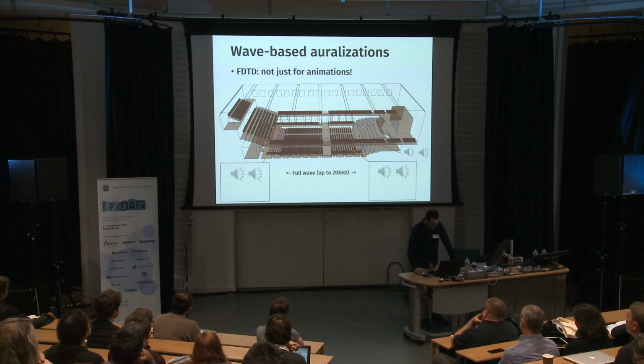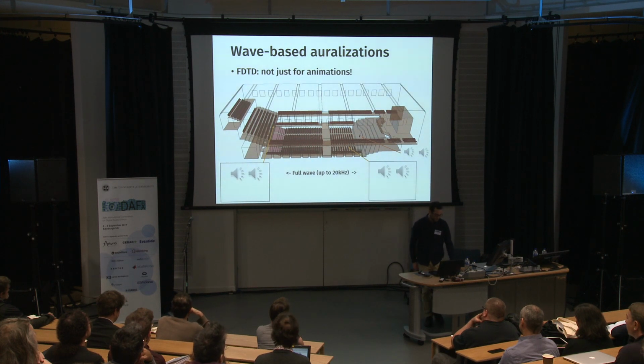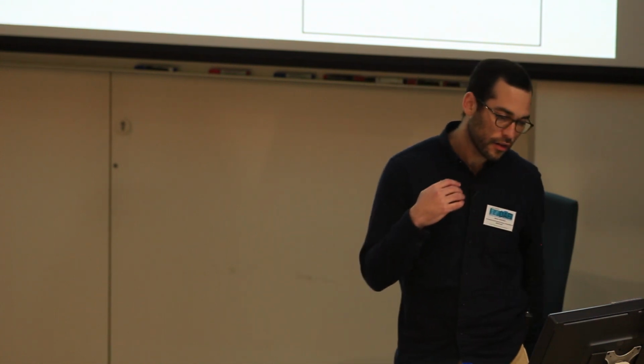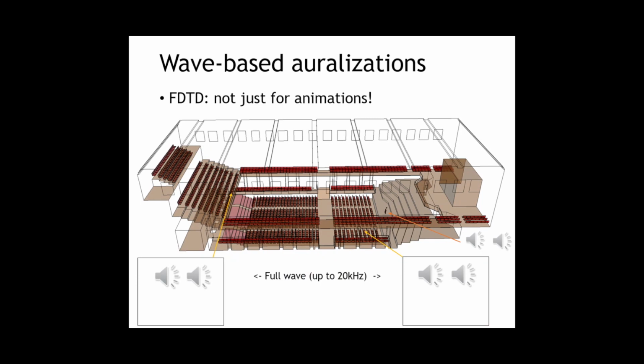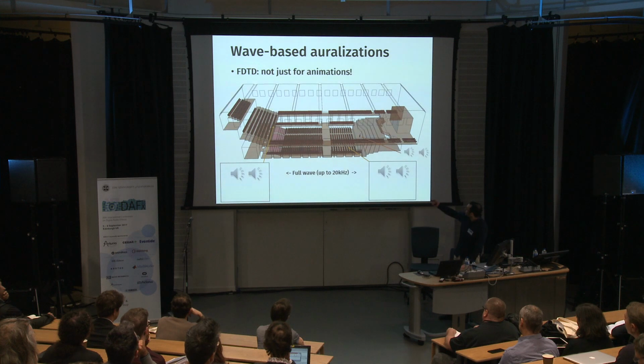So this is a cello sample. And now I'm going to play the convolved version with the impulse response that was generated from an FDTD simulation. And this is actually all the way up to 20 kilohertz, all wave simulation. So the source is here. We were listening from this receiver position. We'll listen now from this receiver position.